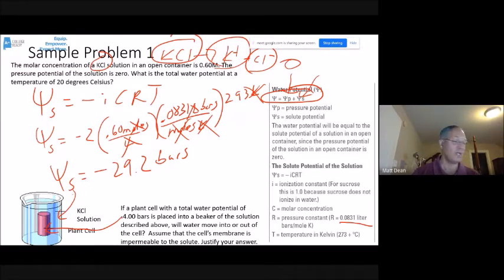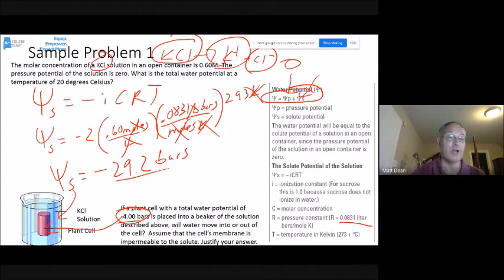Some of you are going to look at this and say, well, 29.2 is bigger than -4, so water's going to move in. We're dealing, though, with negative numbers. Remember that -4 is closer to positive than -29 is, which means -4 is the bigger number. -4 is greater than -29.2.